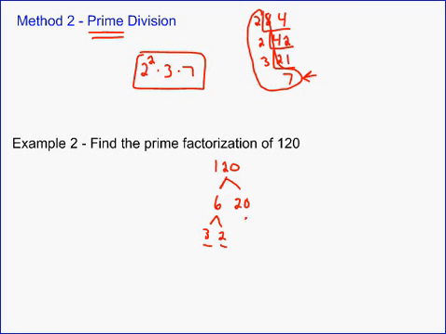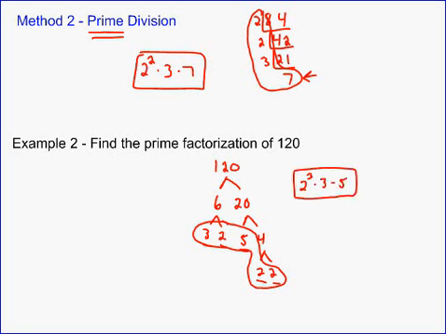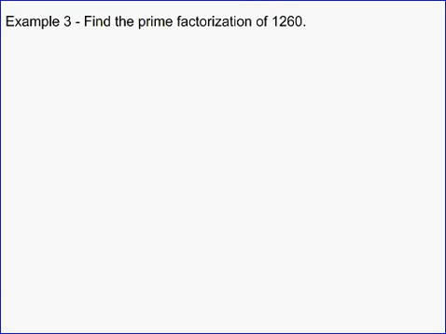20 is not prime, so I look at 5 times 4. 5 is prime, so I'm done with that branch. The only branch I have left to look at is 4. 2 times 2 is 4. So now I've got it as a product of all prime numbers. Notice I need to make sure to designate them somehow so you remember which numbers were the ends of the branches of this tree. In this case, it's going to be three 2s, so 2 to the third times 3 times 5. And so 2 to the third times 3 times 5 is the prime factorization of 120.